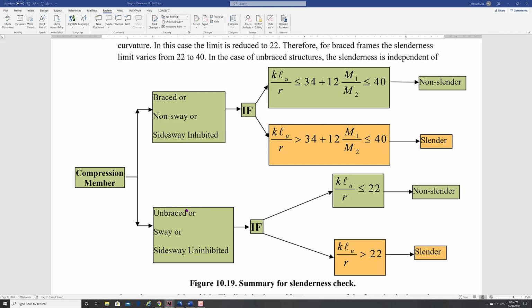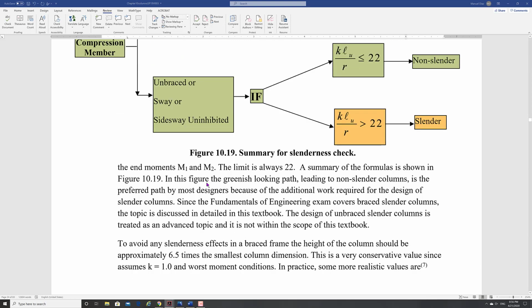If it's unbraced, or sway, or sway uninhibited, then your limit is only one number. If you are below that limit, it's non-slender, but if you exceed the limit, it's slender. Okay.